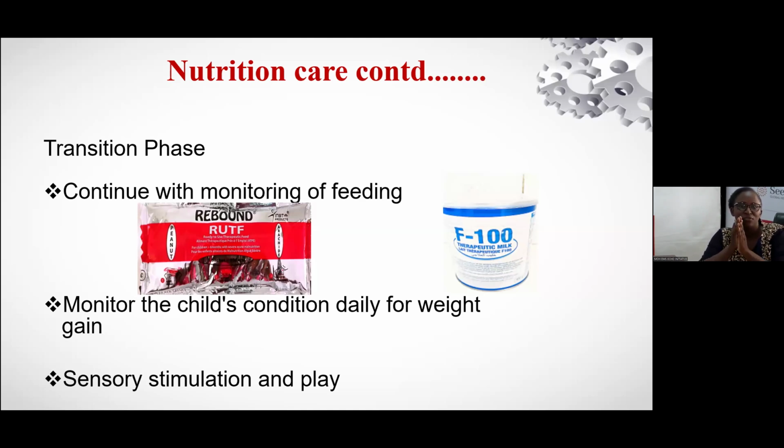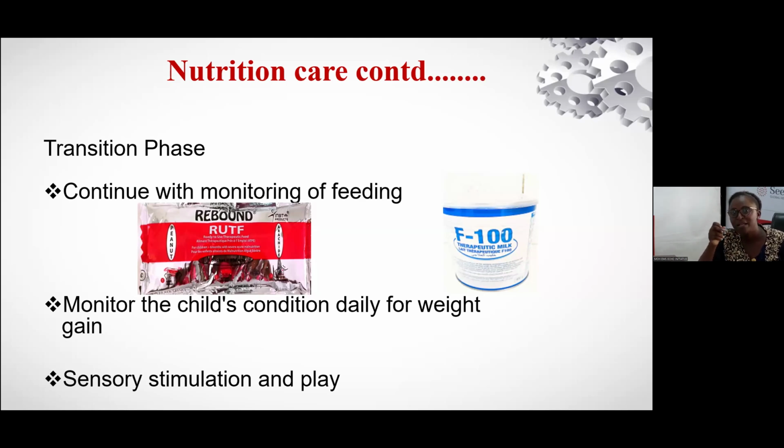So basically, if the child is above 6 months, we are going to transit with RUTF. So long as the medical complications have resolved and the child's appetite is back, we shall ask for an acceptance test and we shall give RUTF, which is ready-to-use therapeutic food. It is given according to the body weight. We shall not give this child a whole sachet to eat. The reason we start with RUTF, not F100, is that RUTF can be taken home and it shortens the length of stay in the hospital, whereas F100 lengthens the stay in the hospital.